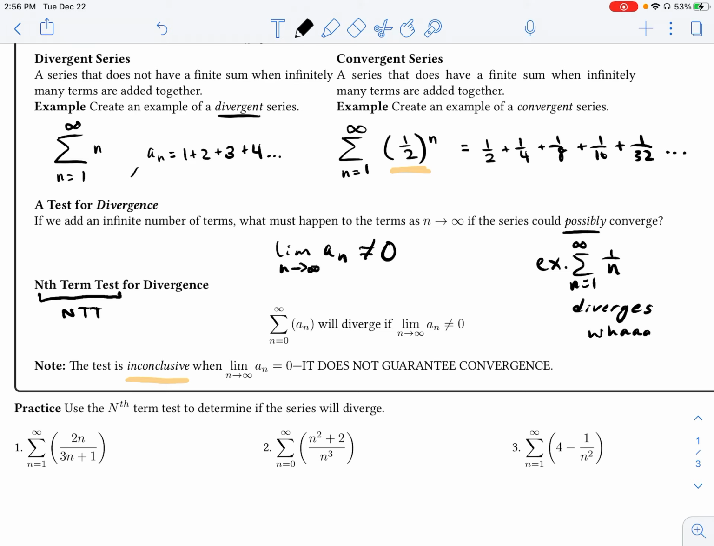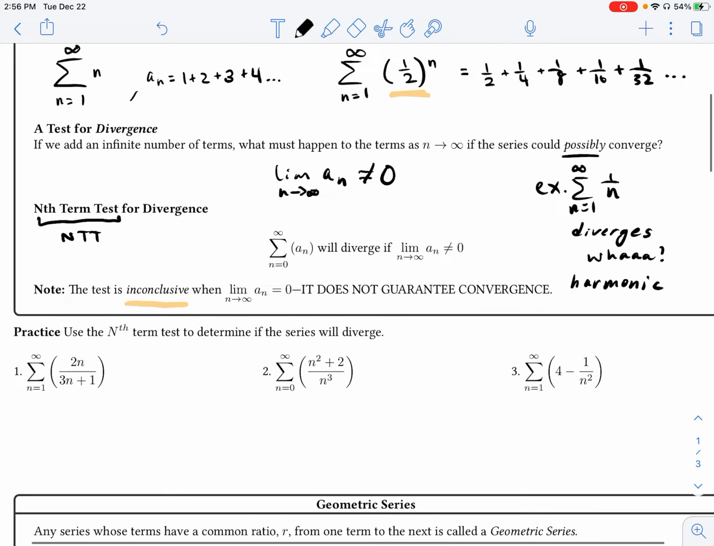What? This series actually diverges. This is what's known as a harmonic series, and we will talk about this more later when we cover convergence tests. I only bring that up now to emphasize that just because the limit of a sub n is equal to 0 does not guarantee convergence. All NTT states is that if the limit of our series terms is not equal to 0, then we can say for certain that this series will diverge.